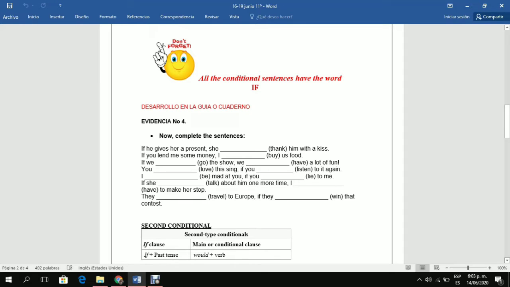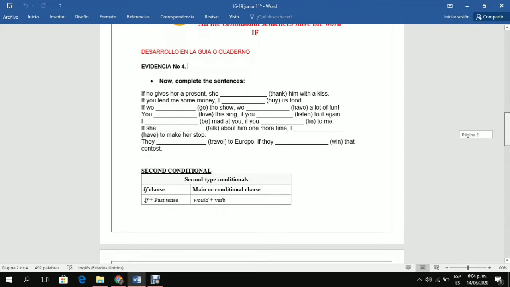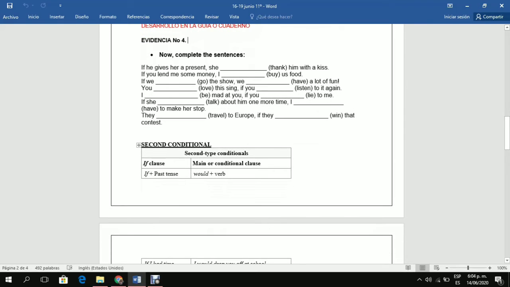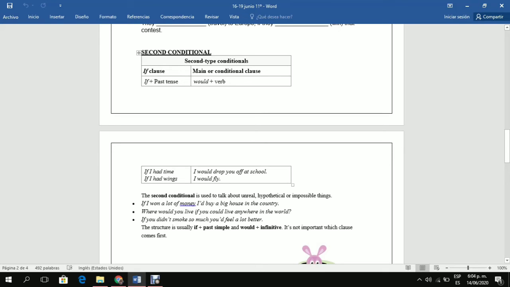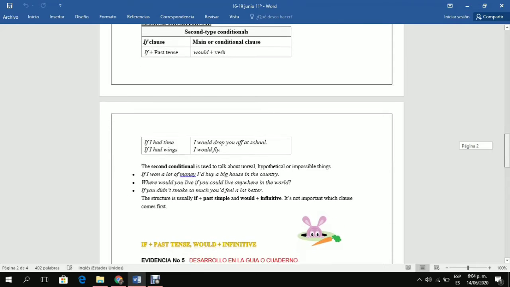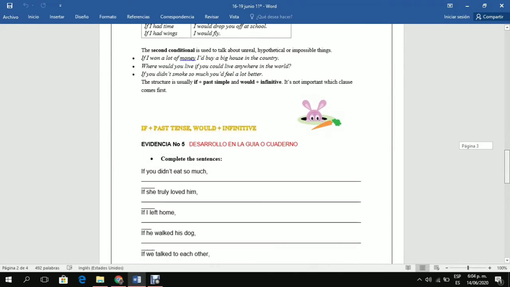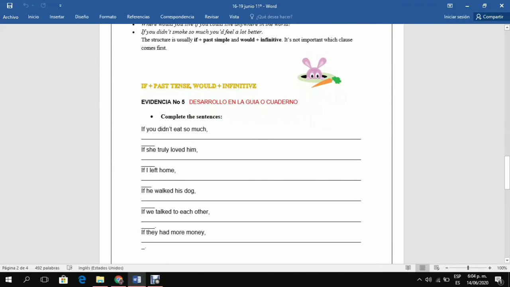Continue with the second conditional. The second conditional is the same, but it uses if as the condition. For the second conditional, use the past tense for the if clause, and the conditional clause uses would. You can read the example for the second conditional, and next, to study the second conditional, develop evidence number 5 to complete the sentences with the second conditional.